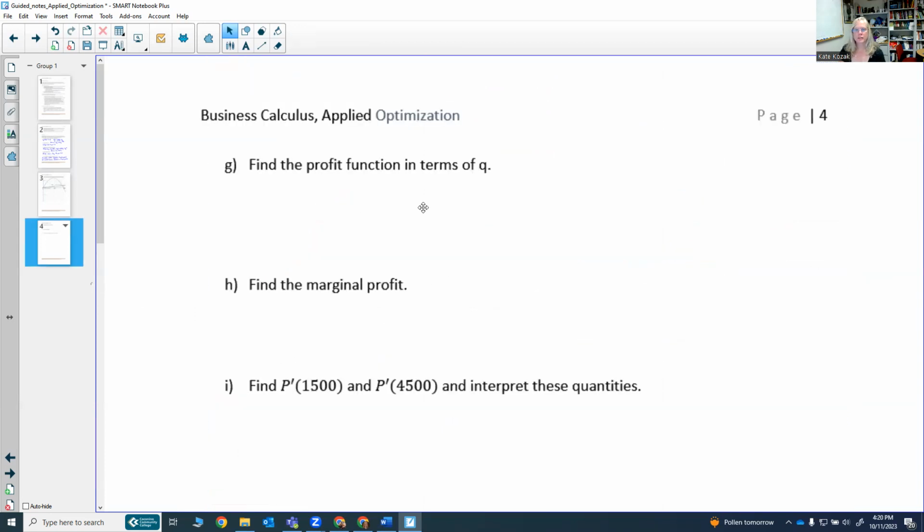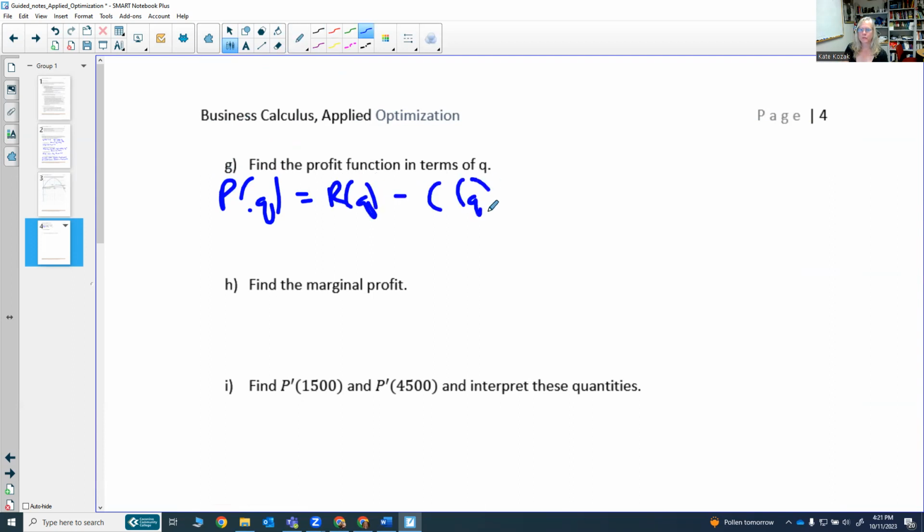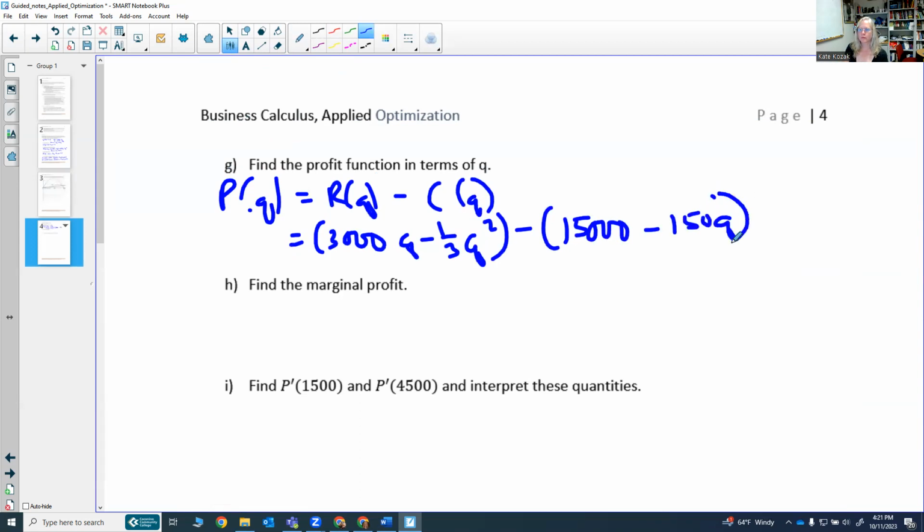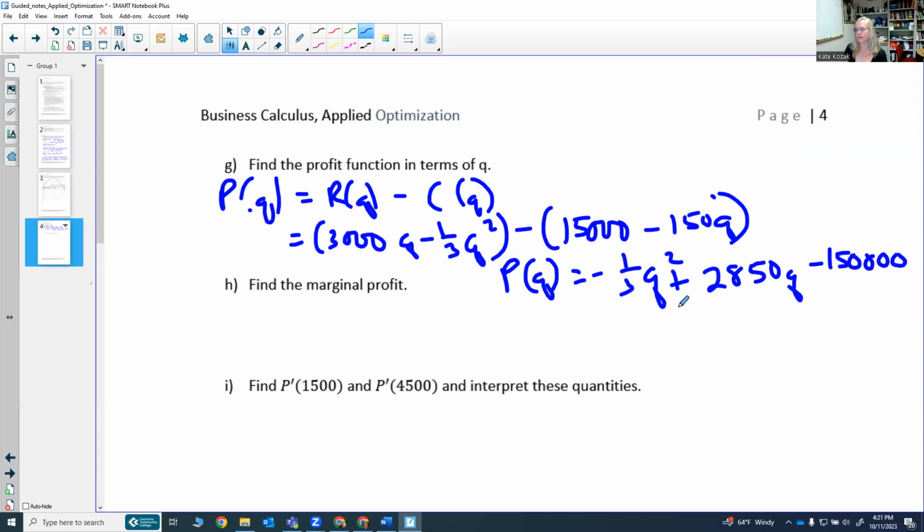Now find the profit function in terms of Q. The profit function, P of Q is profit. P of Q is equal to R of Q minus C of Q. So R of Q was 3,000 Q minus 1/3 Q squared minus C of Q, which is 15,000 plus 150 Q. So your P of Q is going to equal minus 1/3 Q squared plus 2,850 Q minus 15,000. I keep saying that wrong, 15,000.